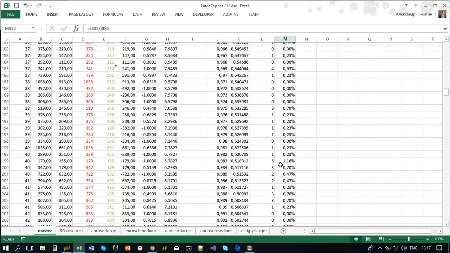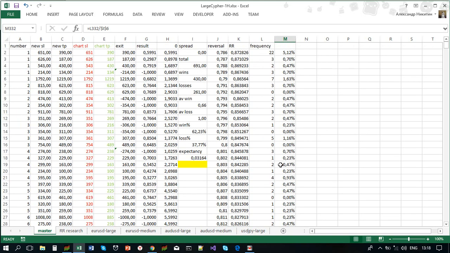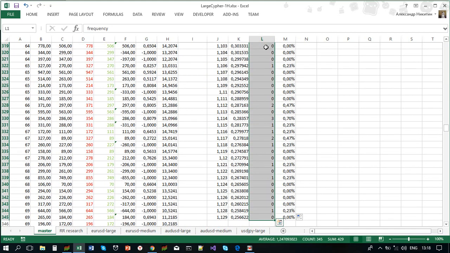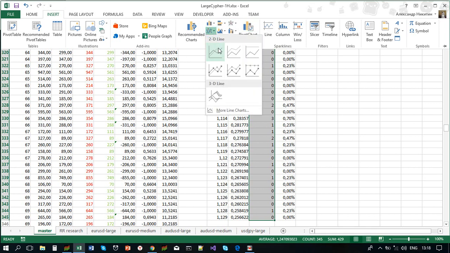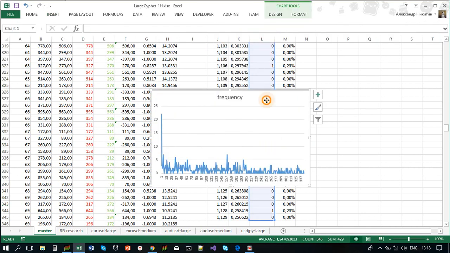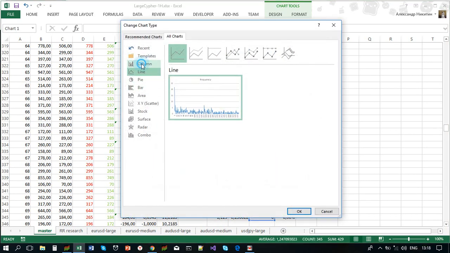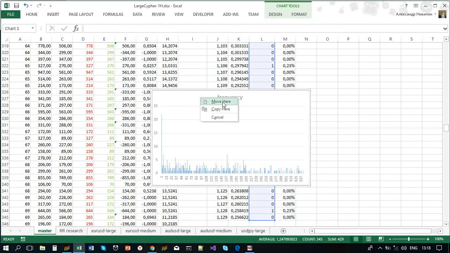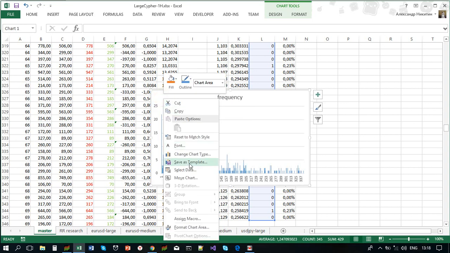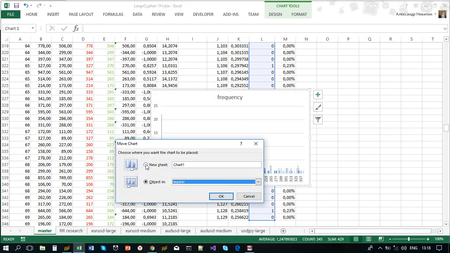And what I want to do is make a frequency chart. Let me do it this way. I will first choose them all and go to insert the line here. Oh, no, I don't want the line. Change chart type, columns. Perfect. And let me move it somewhere to a new sheet.